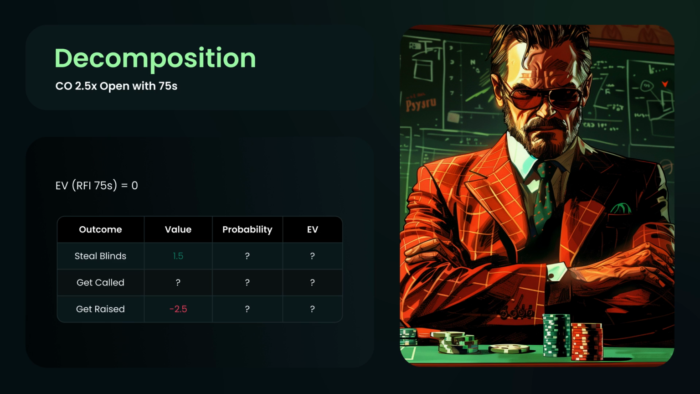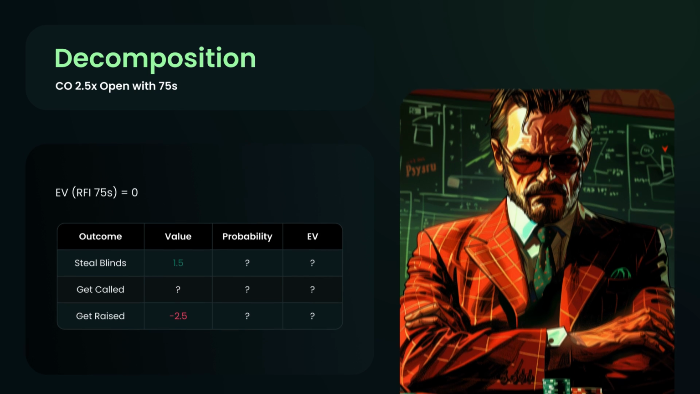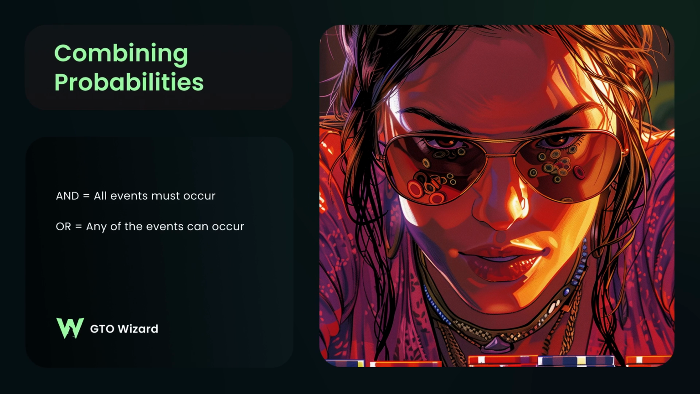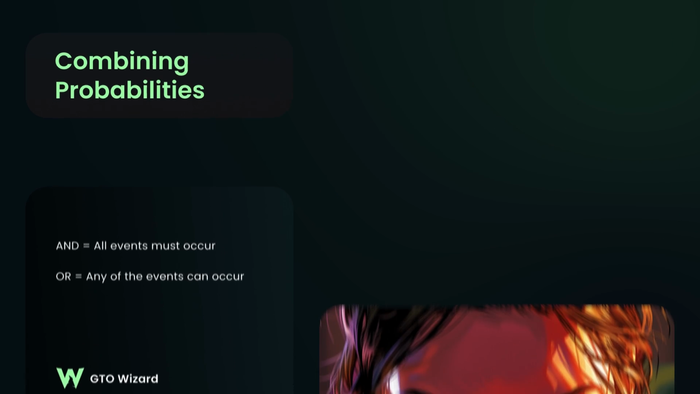What we can do next is calculate the probability, all right? So we need to know the probability of at least 2 of these 3 things. And this is where it gets a little tricky. Before I go on, I need to explain how to combine probabilities of multiple events. So first, you need to think about whether these are ands or ors. And meaning all events must occur, and or meaning any of the events can occur.